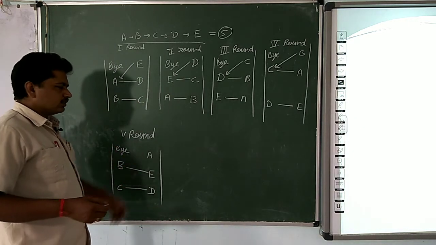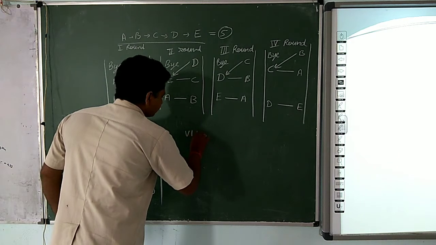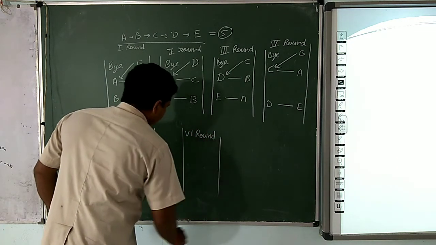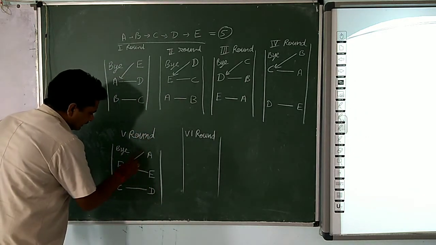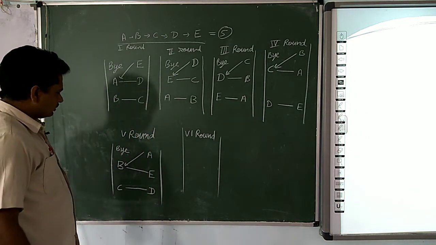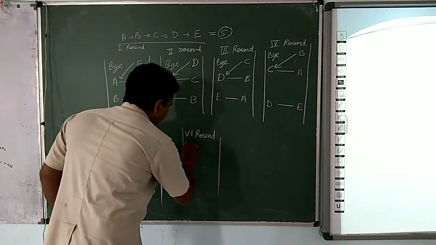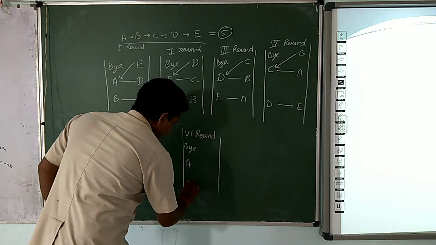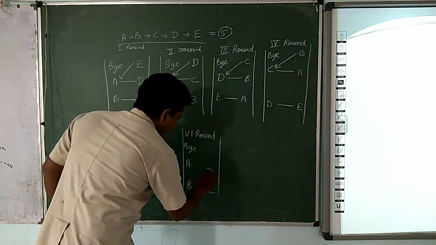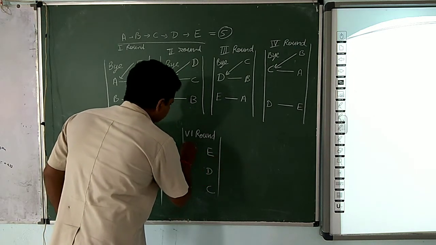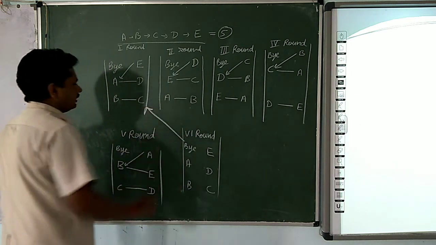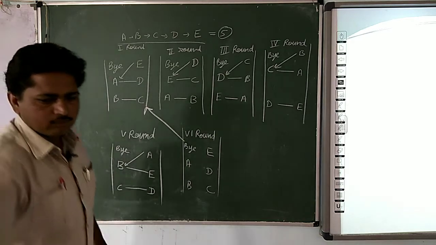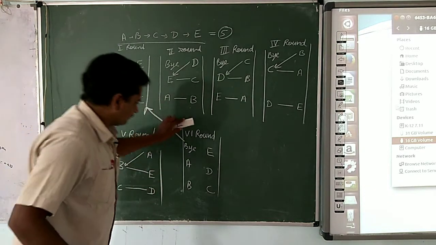Suppose we use a 6th round. In the 6th round, what do you find? That A shifted its position with B. What does it become? Bye, A, B, C, D and E, which is the same position from where this cyclic method began. That's why we do not have to use it.